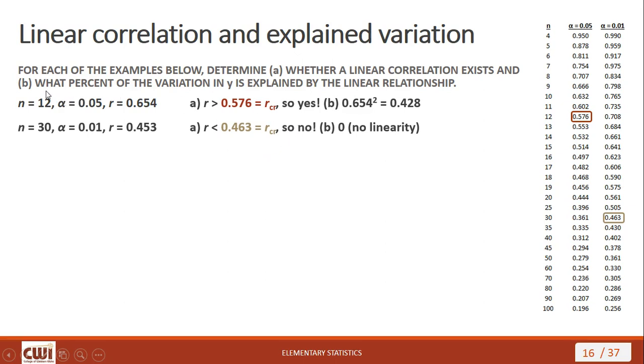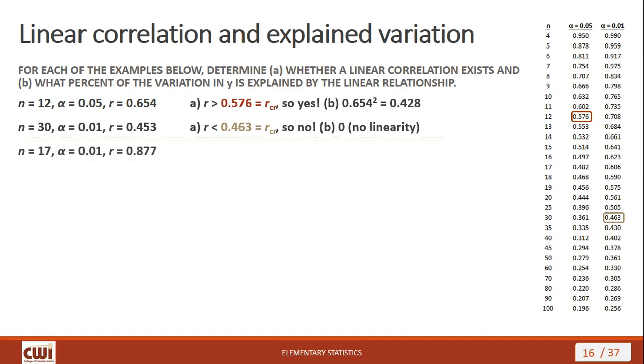And that means the answer to the second part is 0. 0% of the variation of y is explained by the linear relationship because there is no linear relationship. We don't have sufficient evidence to conclude there is one. So we just assume there isn't one, and therefore the percent of variation of y explained by the linear relationship is 0.